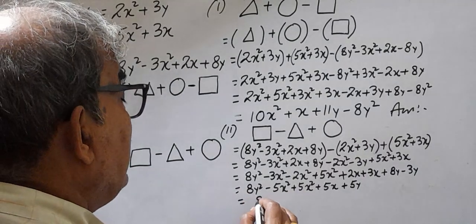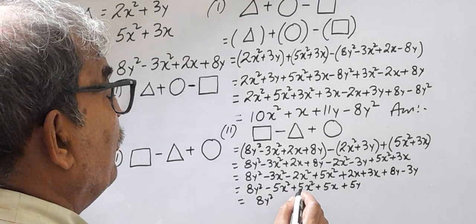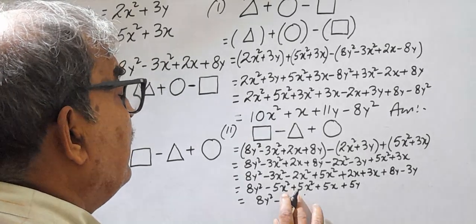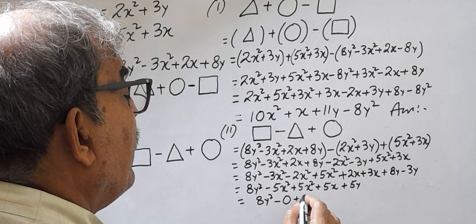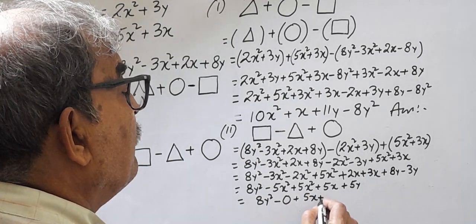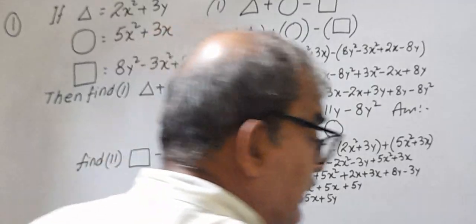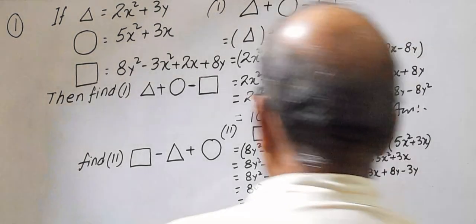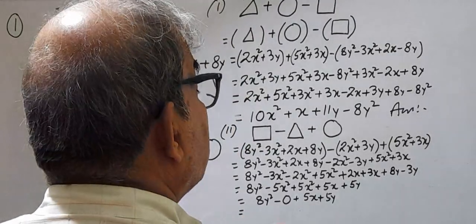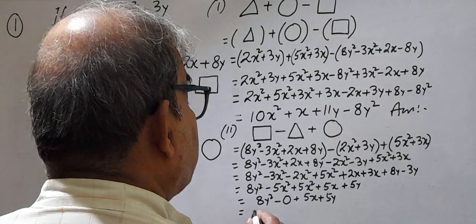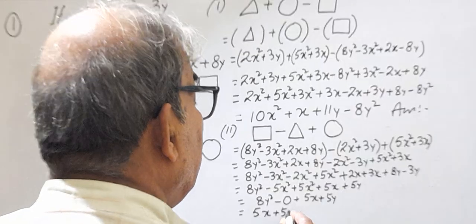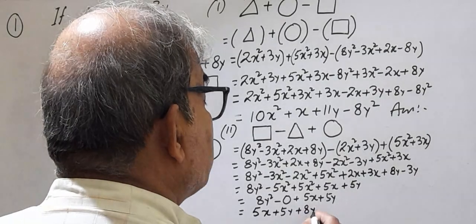Now the answer is 8y square, and this is 0, minus 0 equal to 5x, sorry, plus 5x plus 5y. Now you have to write the answer. How will you write? See, 0 has no value, so 0 should be eliminated, reduced. So you can write like this. First you bring 5x, then plus 5y, then plus 8y square, and this is your answer.